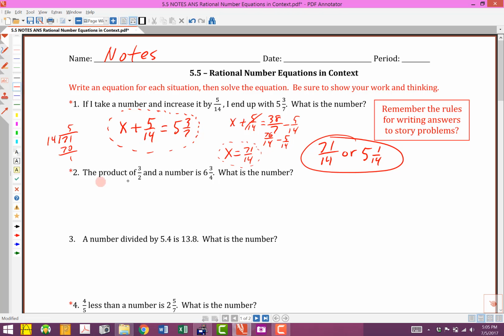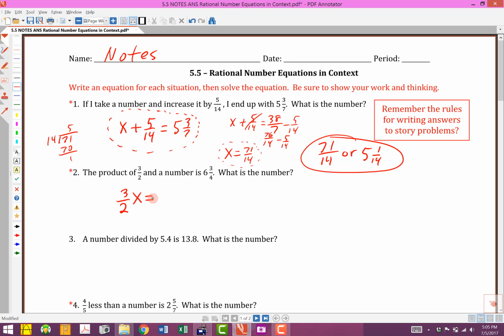Okay, let's take a look at the next one. This one is talking about a product. So the product of a number and 3/2, or the product of 3/2 and a number, is 6 3/4. What is the number? So the product of 3/2 and a number. So we're going to be multiplying these. So I'm going to do 3/2 times the number, and I'm going to use x on this particular one. And then it says that product is 6 3/4.